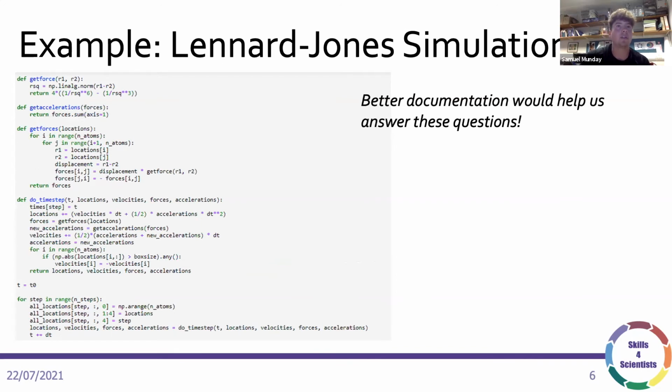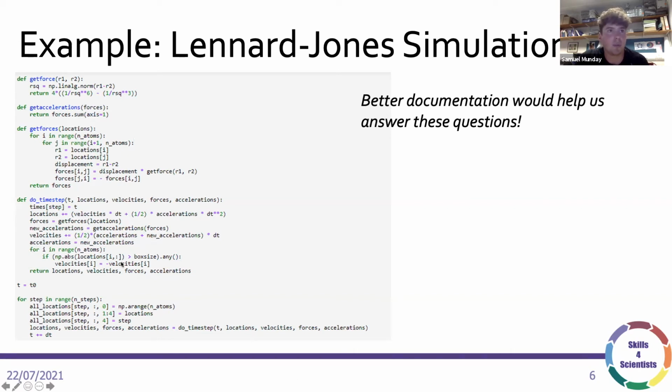So if we look at another example, we've got some nested loops going on here. Why are they over different ranges? We don't know. This one's over a range of n atoms. This one's over a range of i+1 to n atoms. What are we getting out of that?